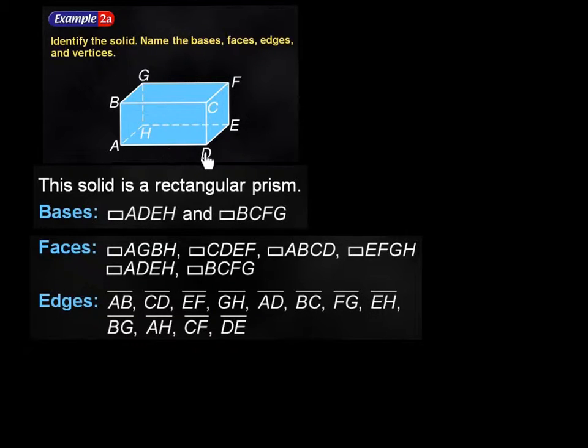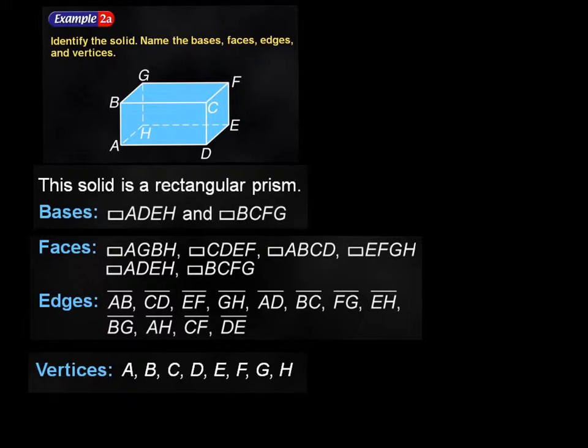The edges are segments AB, CD, EF, GH, AD, BC, FG, EH, BG, AH, CF, and DE. And the vertices are A, B, C, D, E, F, G, H. Okay, that would be a lot of writing, even though it's not very difficult. Let's look at a shorter one.